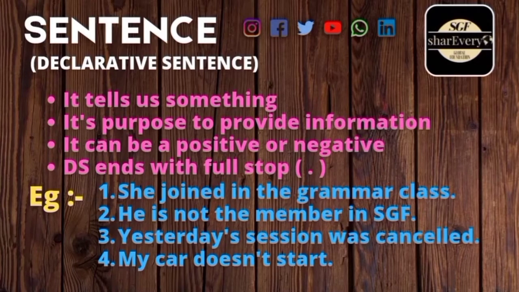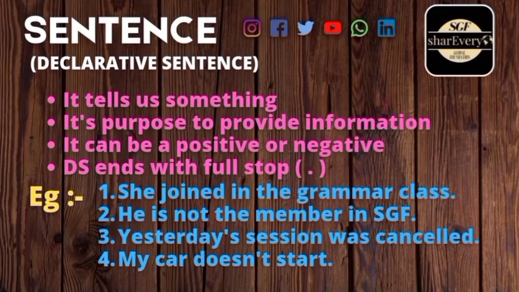If you take examples: She joined in the grammar class. Here, if you go through the four things, she joined. What did she do? She joined. Somebody asked her, did you join in the grammar class? And she answered like this, yes, I joined in the grammar class which took place yesterday. The first sentence is giving information. It can be positive or negative. What kind of sentence is it? It is a positive sentence. It starts with a capital letter and ends with a full stop. So I followed the four rules while constructing the declarative sentence in the first example.